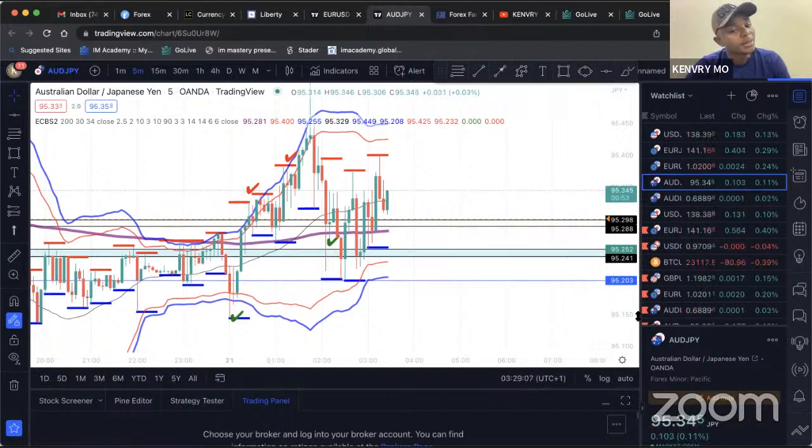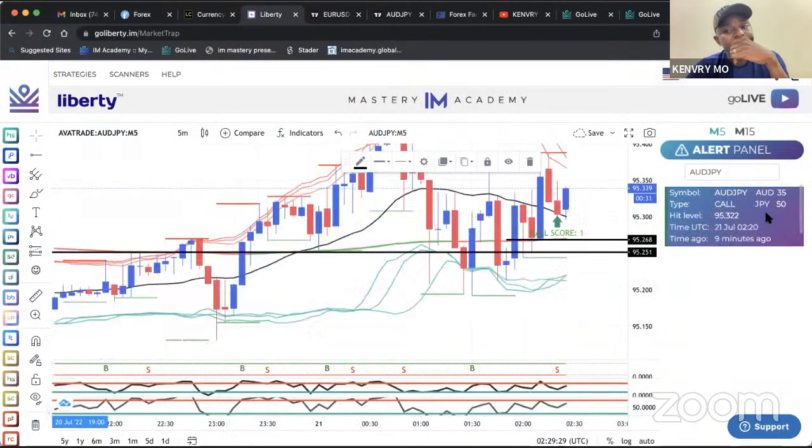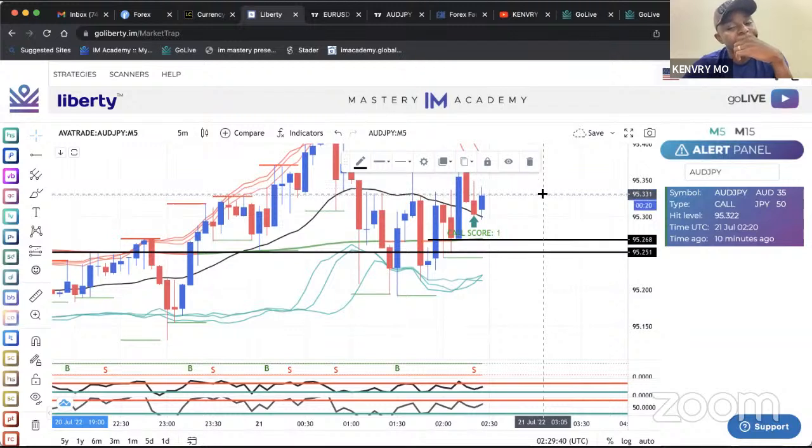AUD is behaving like AUD. The strength has still not changed. Still the same thing. Usually they change, with the market moving like this.